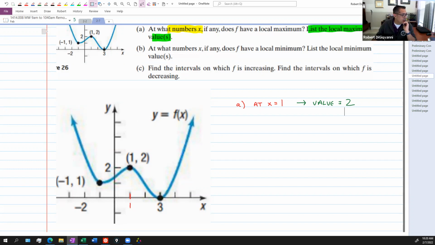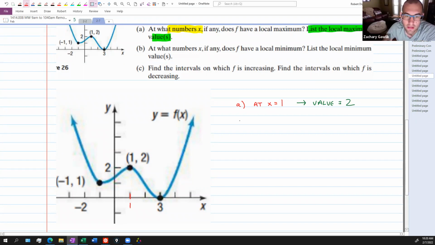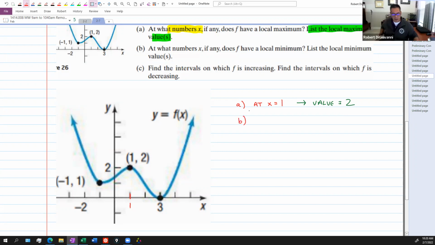Okay, very good, Sana. Moving along here. Zachary, you there? You understanding? Yeah, I was just writing it down. Sure, sure. I'm going to let you have part B. It's basically the same question, but it wants you to look at minimum values. So at what values of X do we have minimums?